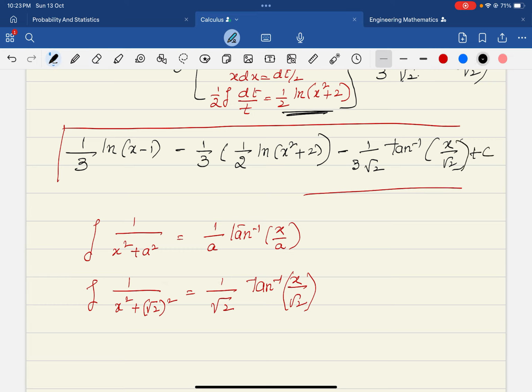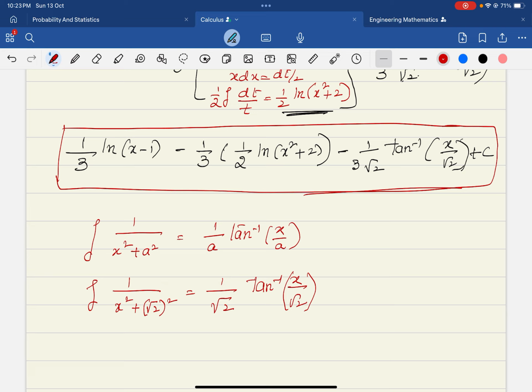Plus c. Clear, everybody? So with this we have done the proper partial fractions. All the cases we have done. Case 1 is the factors which are not repeated. Case 2 is the factors which are repeated. Case 3 is if the polynomial q of x doesn't have the factors at all. These are the 3 cases we have discussed in the partial fractions, proper partial fractions.